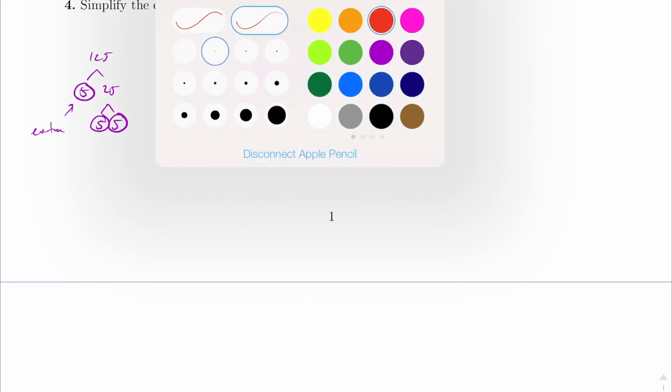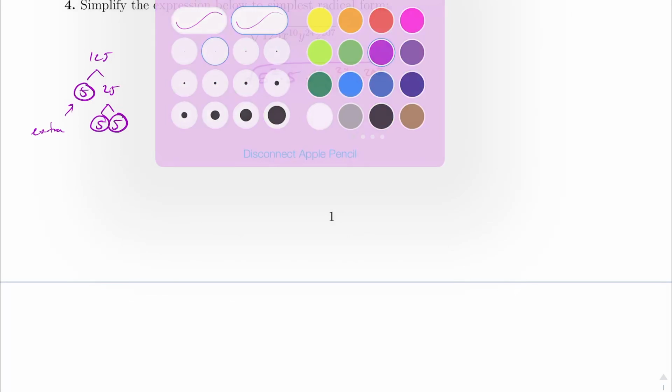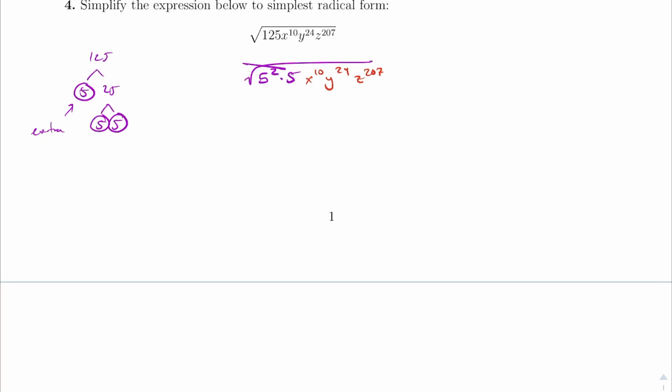Now next up for x to the 10th, I think we've found a shortcut at this point for doing the variables, so I'm just going to leave them as they are. So let's do this. Square roots and squares cancel here, giving us a 5 outside, but we also end up with this 5 still inside of the square root.